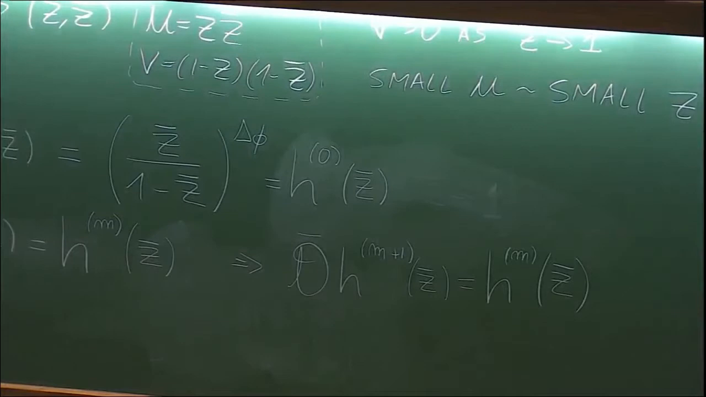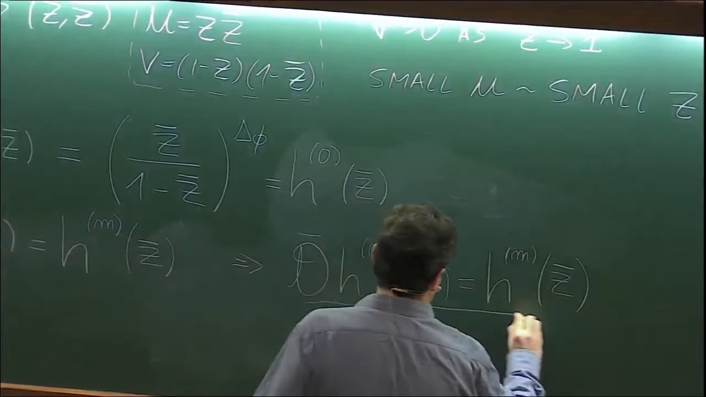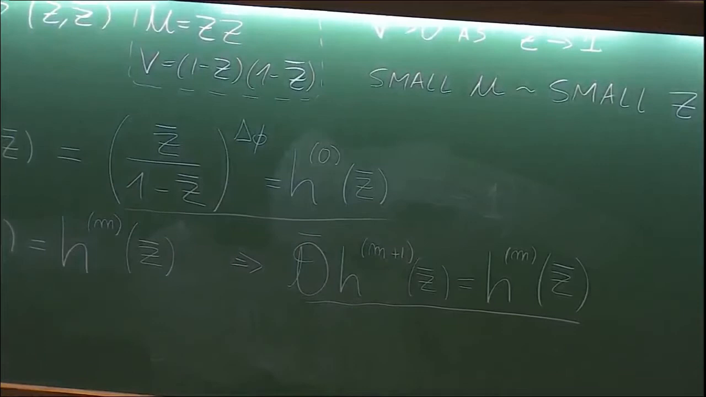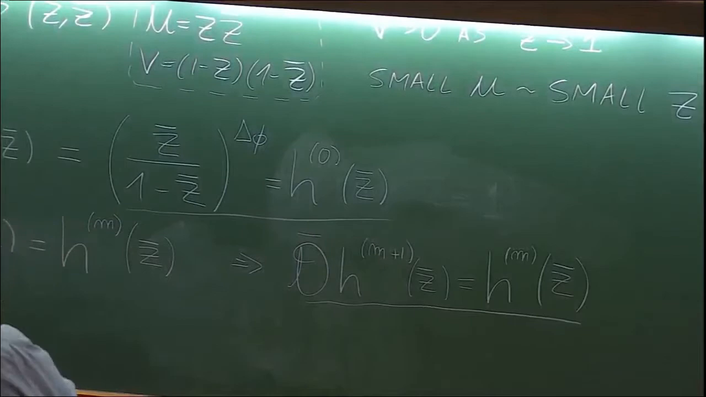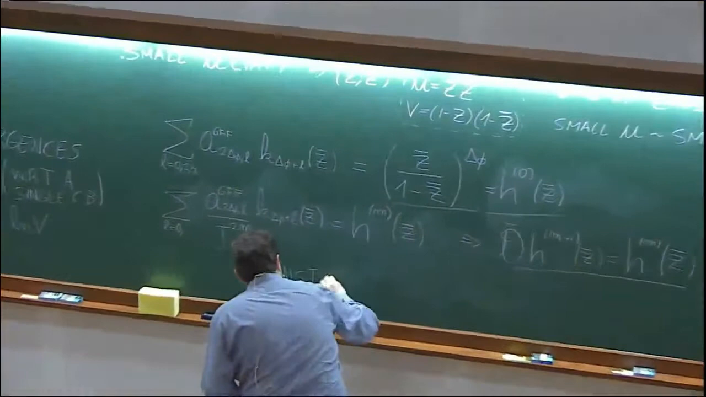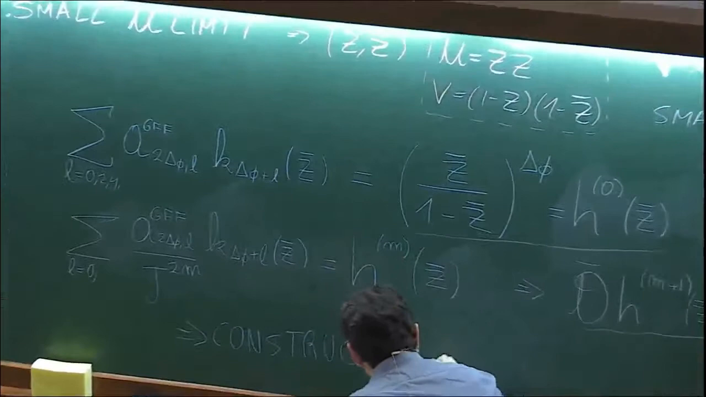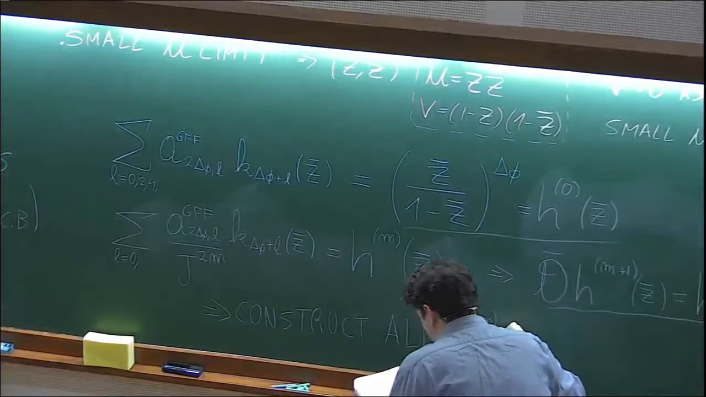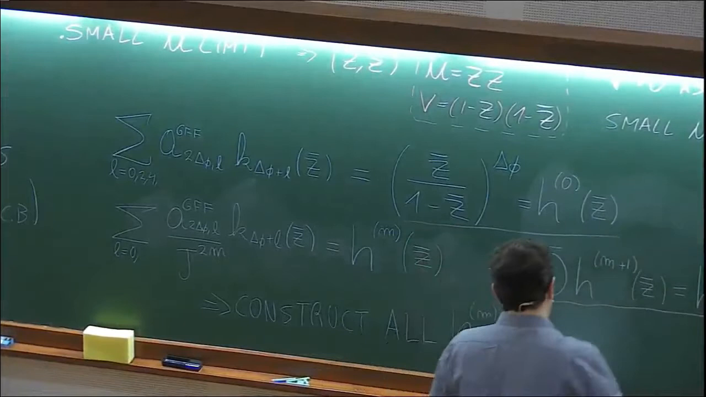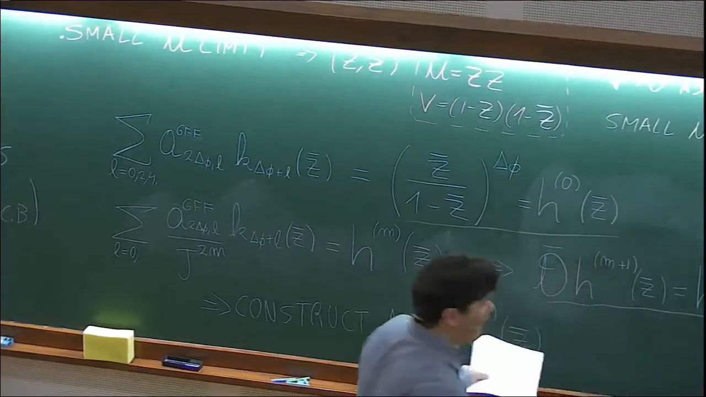And the beautiful thing is that this recursion relation here, together with this result, which is the result that you knew from generalized free fields, actually allows you to construct all H m of z bar. You can construct them in different ways. I will give you an example in a little while. Are there any questions about this?